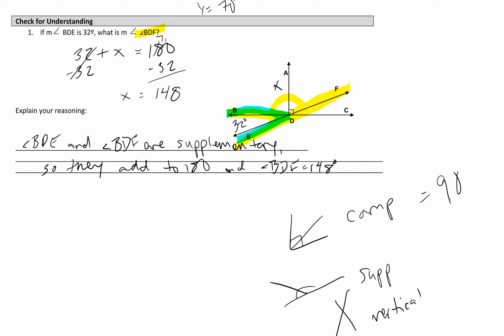Complementary, make your equation equal to 90. Supplementary, make your equation equal to 180. And on vertical, just make sure that your two angles set up are equal to each other. So there's not necessarily a total on vertical, it's just angle equals angle.